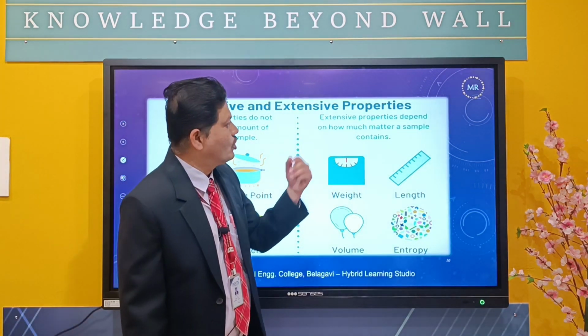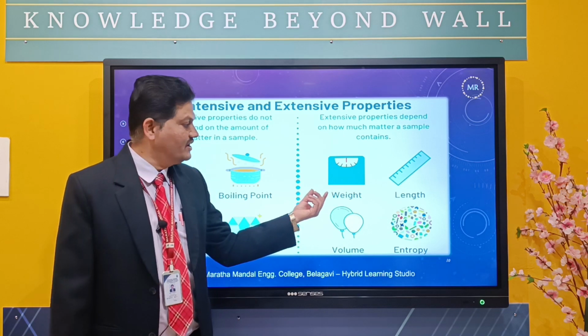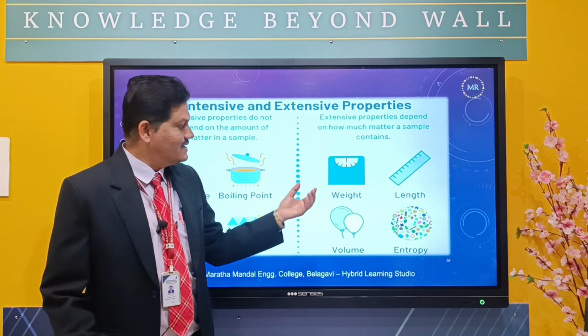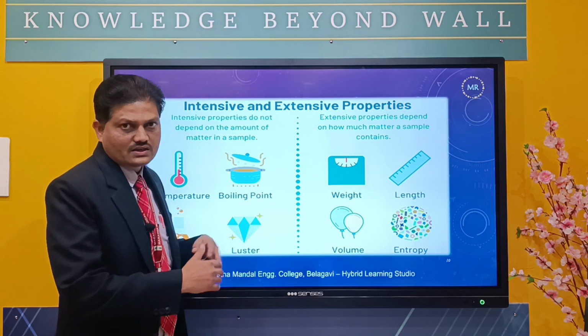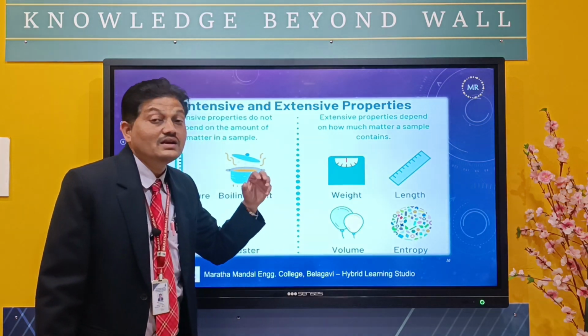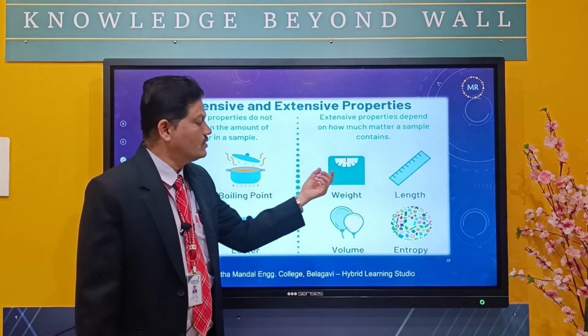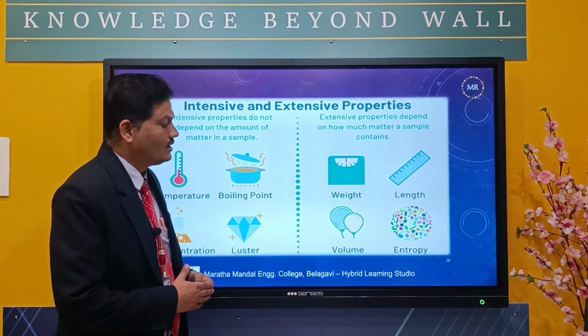Similarly, a few examples of extensive properties, such as weight. Obviously weight depends upon the size. If a quantity is lighter, its weight is less; if it is heavier, the weight is more. It means weight depends upon the size, mass or amount of matter of the system. Similarly length also depends upon the size of the system.